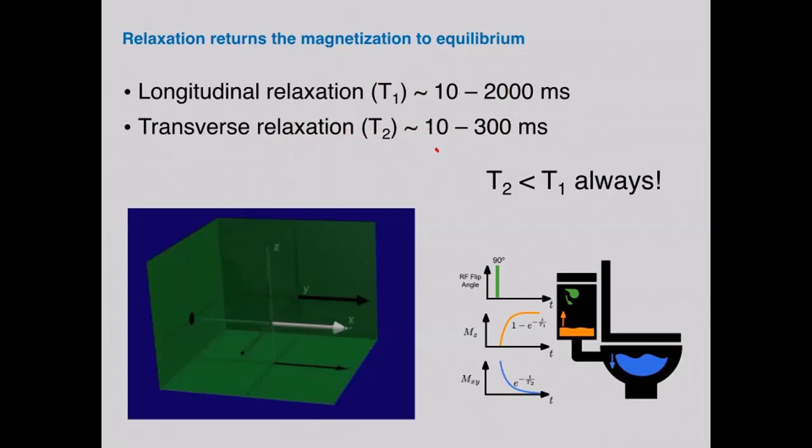The transverse component is the loss of signal, how fast the water in the bowl decays and disappears. And as it turns out, T1 is always bigger than T2. From an energy point of view, that's always true. So while we always like to think about them as decoupled, T2 can never be bigger than T1. They could be equal, but it's always less than or equal to T1.